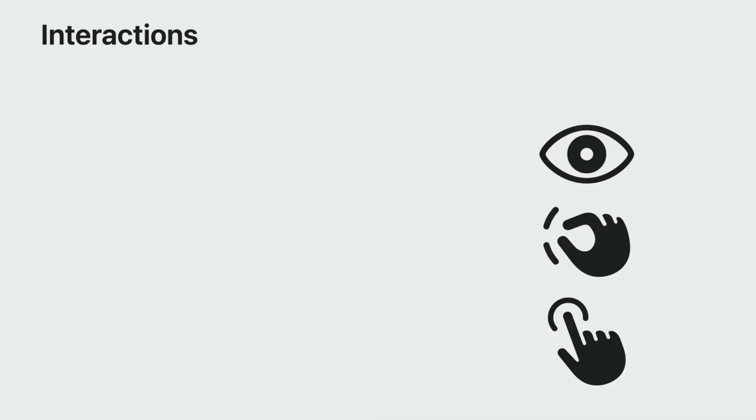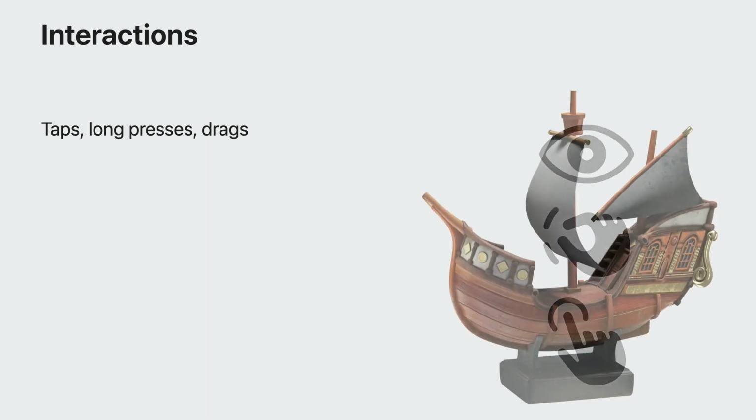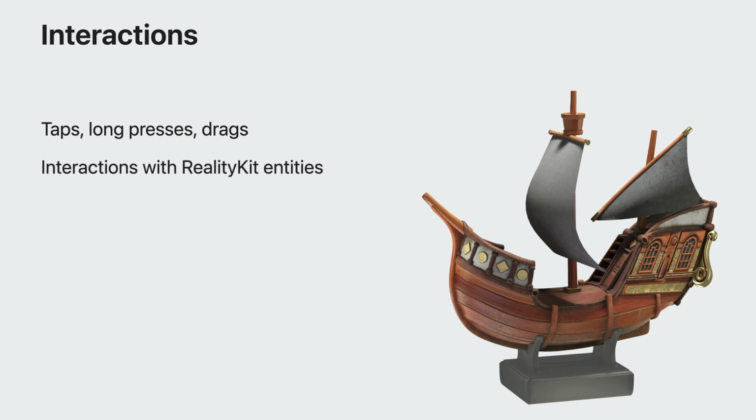For both these kinds of interactions, there is a variety of gestures that are possible, like taps, long presses, drags, rotations, zooms, and a lot more. The system detects these automatically and generates touch events for your app to respond to. Gestures are integrated well with SwiftUI. The same gesture API works seamlessly with RealityKit entities. This allows people to easily interact directly with your 3D scene elements.